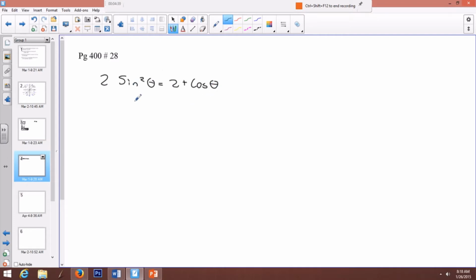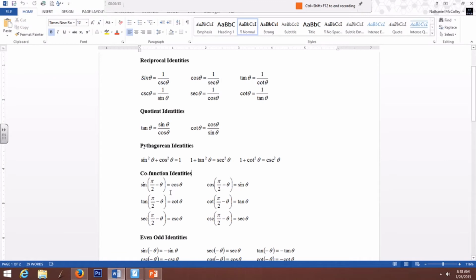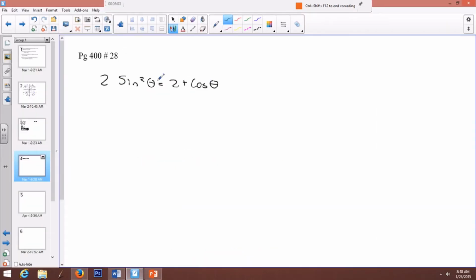Now, this one presents a different problem in the fact that it has a cosine in it and a sine in it. That makes it a lot more difficult to solve, to have 2 different trig functions. But we remember from our trig identity cheat sheet that sine squared theta and cosine squared theta are related. So what I can do is take this expression, and since I want to change one or the other, I want to change this sine squared theta into something in terms of cosine.